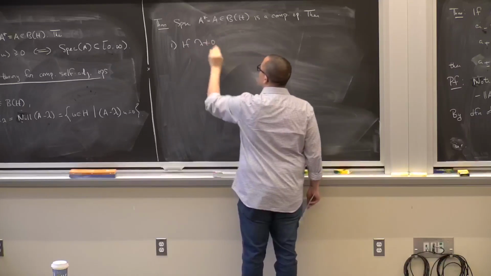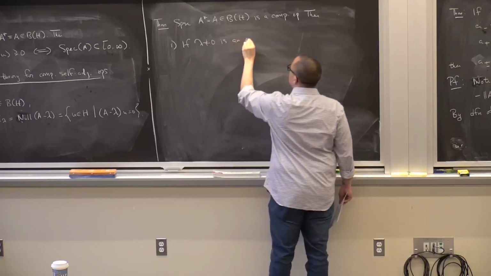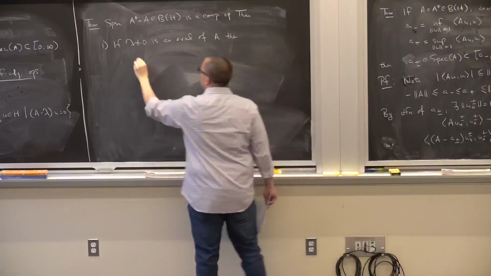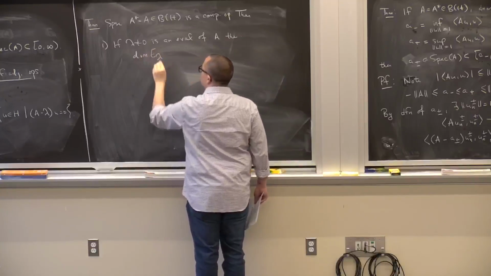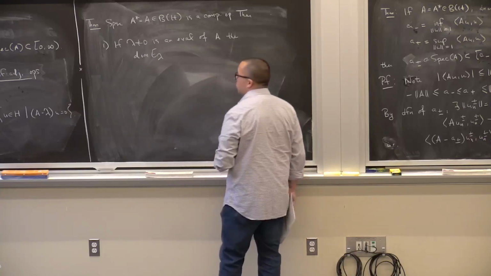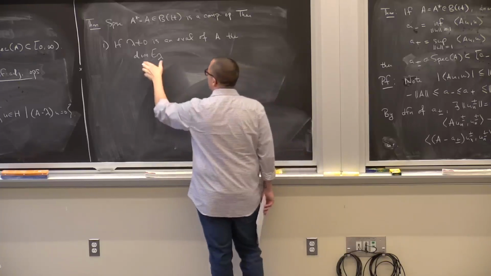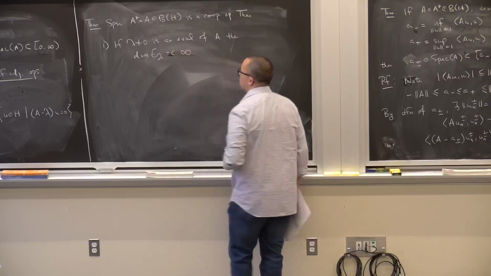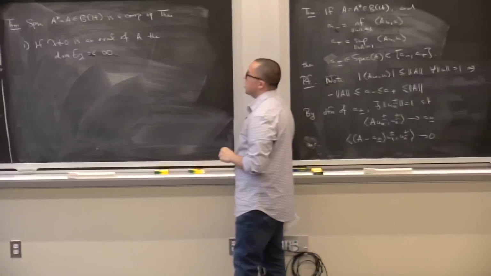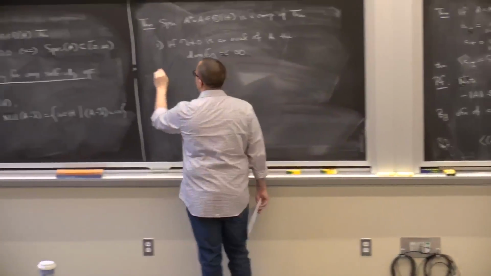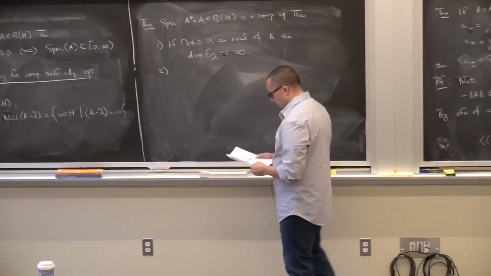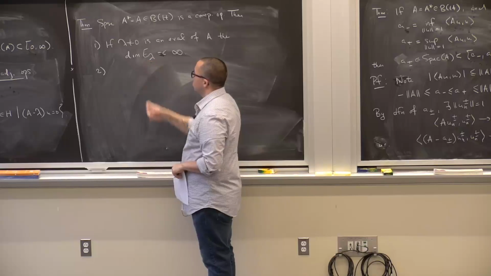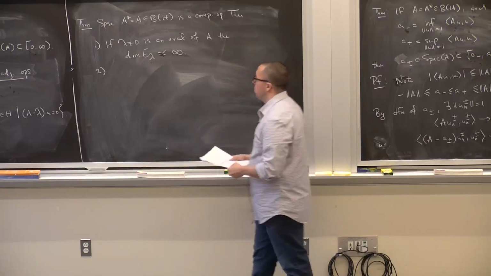If lambda not equal to 0 is an eigenvalue of A, then the dimension of E lambda, the eigenspace, the linear subspace of all vectors that are eigenvectors of A, is finite. So for a given eigenvalue, the dimension of the eigenspace is finite. The second is that if I take two different eigenvalues, the corresponding eigenspaces are perpendicular to each other.